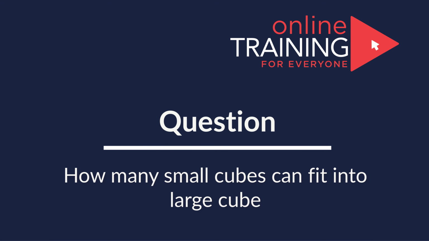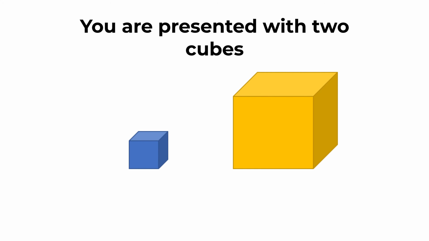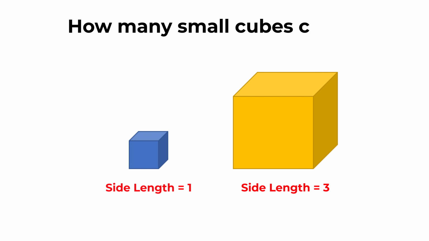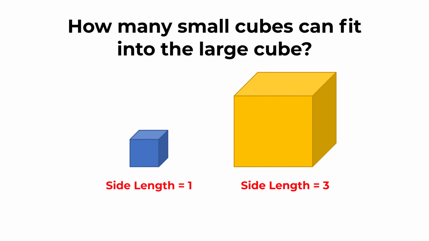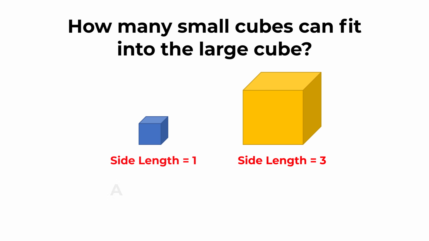Here's a cool question which you frequently see on the test. You're presented with 2 cubes. One cube has side length equal 1 unit, and second cube is a larger cube, and it has side length equals 3 units. So the question is, how many small cubes can fit into the large cube? And you have 4 different choices. Choice A, 9. Choice B, 18. Choice C, 27. And choice D, 81.